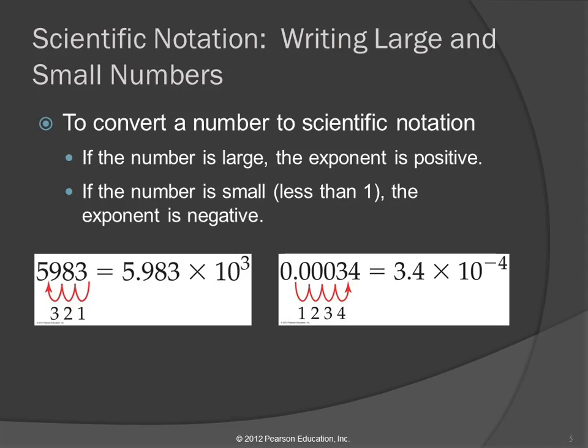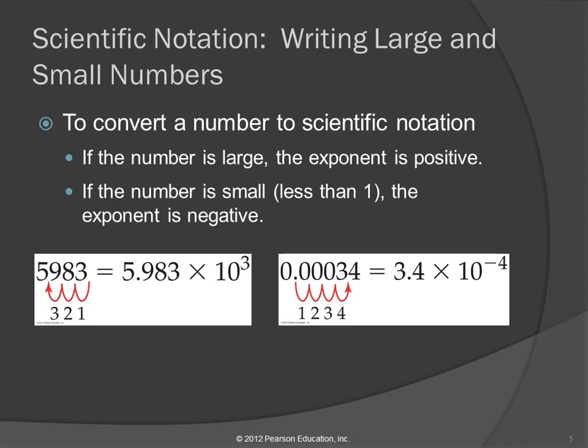Then I need to figure out how many places I shifted the decimal. That's what these little lines are. 1, 2, 3. I moved it 3 places. That means the exponent is 3. So this is 5.983 times 10 to the third. Then the problem is, is that a positive exponent or a negative exponent?